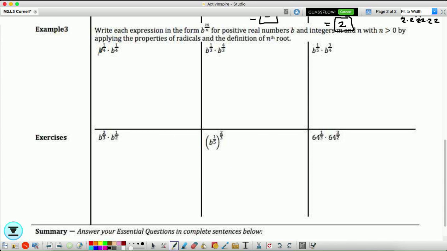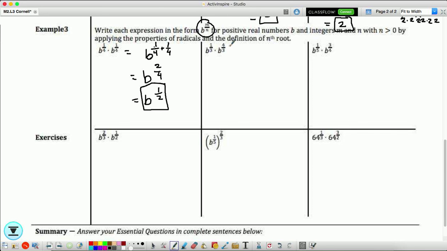So those have the same base, so I can rewrite this as the same base but add those exponents, so 1/4 plus 1/4. And so that would give me 2/4. So this equals b to the 2/4, which is really the same as saying b to the 1/2. And it says to write each expression in this form. So we've already got it in that form. So that's how I would leave my answer.